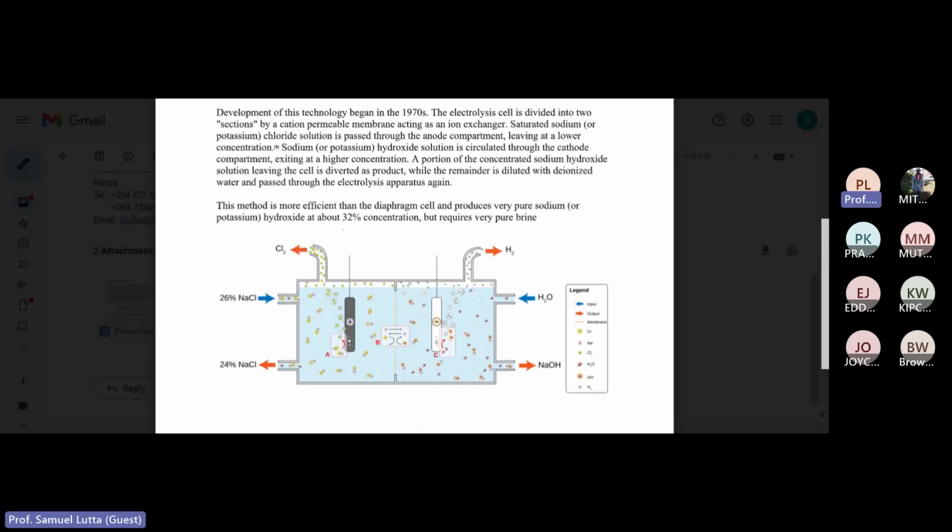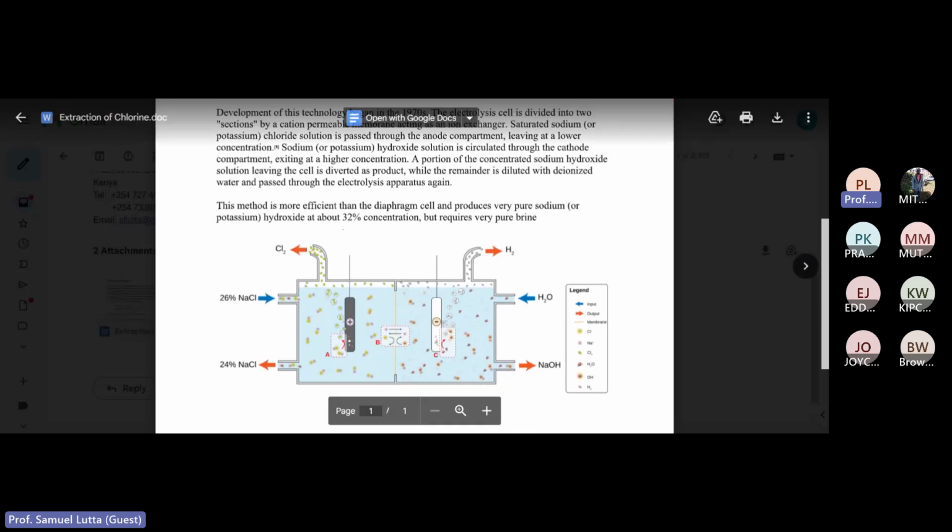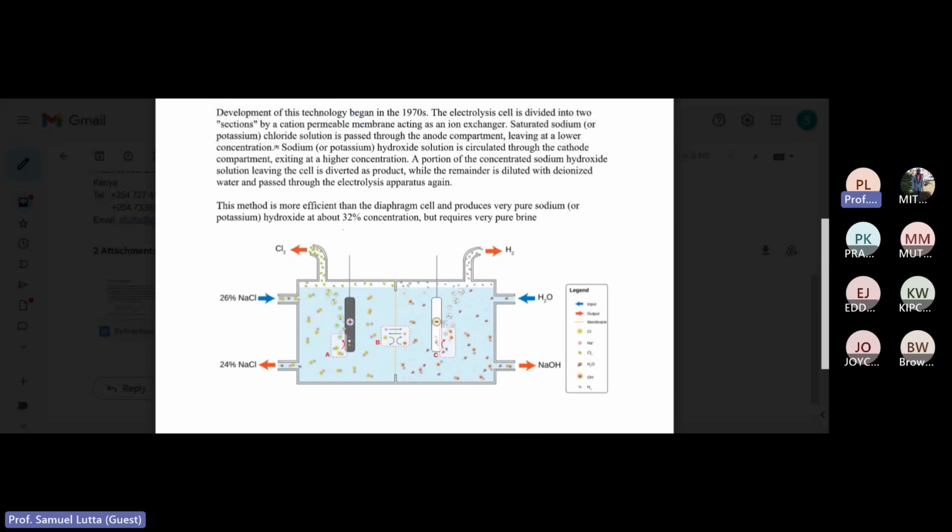The chamber separates the anode from the cathode. So let me just repeat that. The chamber is divided into two. On the left, we have the negative electrode, which we call the cathode. On the right, you have the positive electrode, which is called the anode.